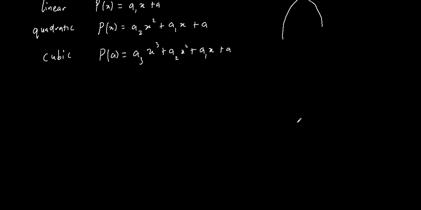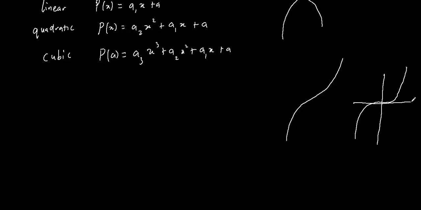A cubic's shape looks like such, and it has a bend. It actually gets horizontal in a sense, and then it comes back up. And these are my axes. When I graph such a polynomial, it will have a bend kind of shape.